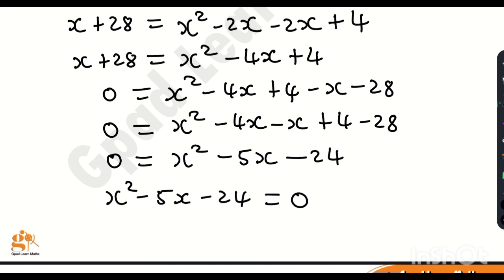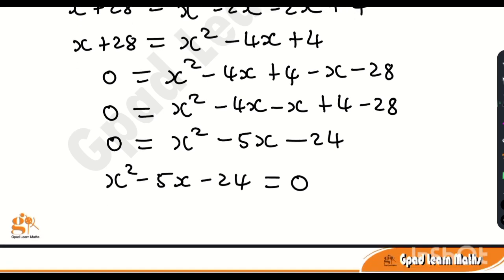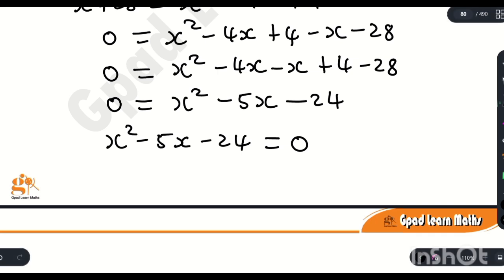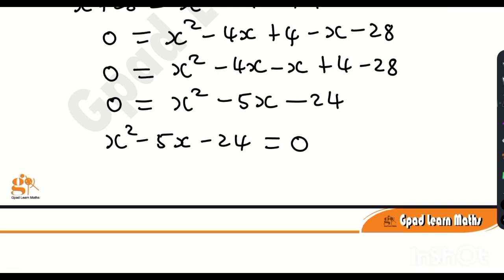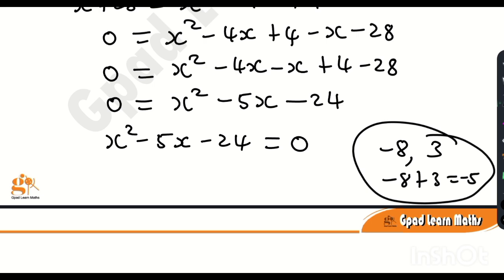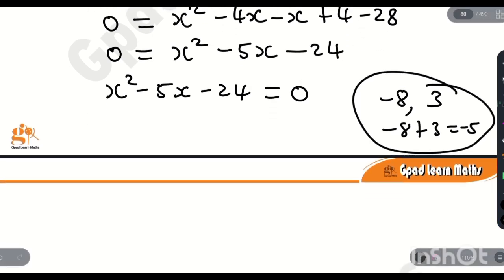So I'm going to think of two factors such that when I multiply these two factors, I will get negative 24. And when I add these two factors, I will get negative 5. I think that should be negative 8 plus 3. So negative 8 and what? 3. Now, what is negative 8 times 3? That's negative 24. And what is negative 8 plus 3? That's negative 5. So the two factors are negative 8 and 3.